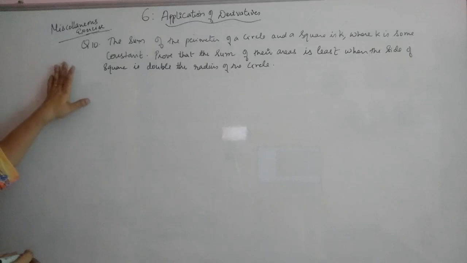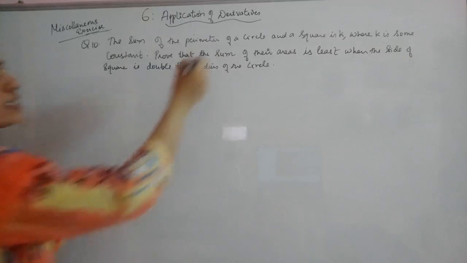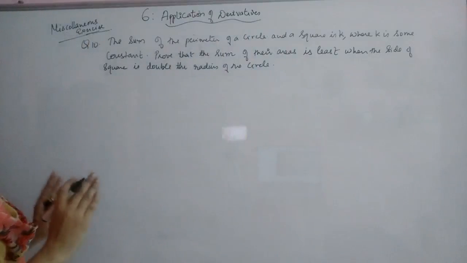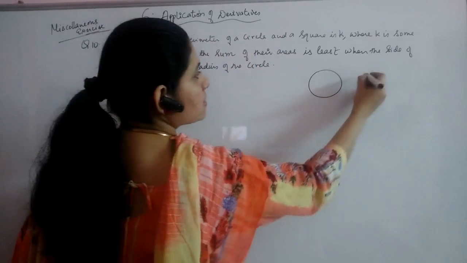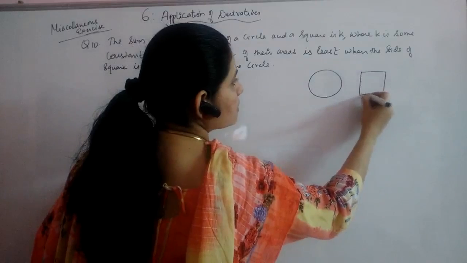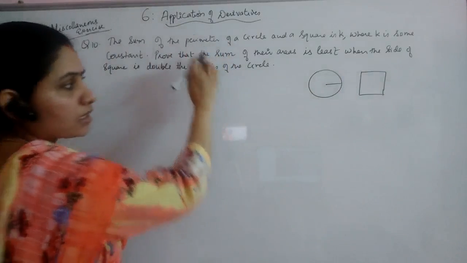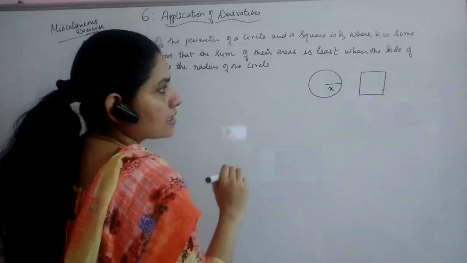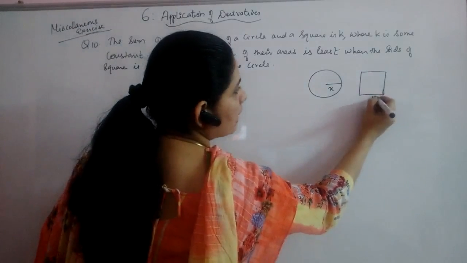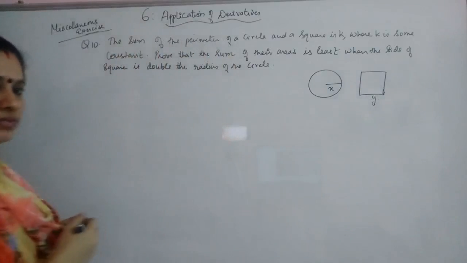So the question is, the sum of the perimeters of a circle and a square is k. It means first we need to take the radius of the circle so that we can take the perimeter. So let x be the radius of the circle and let y be one side of the square.